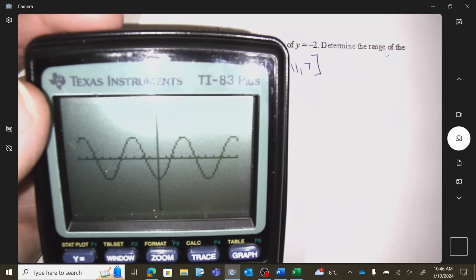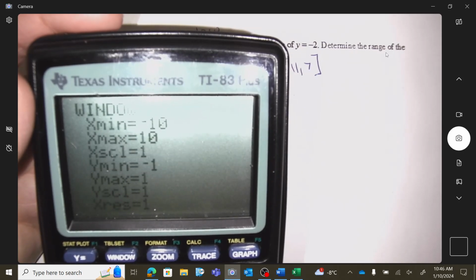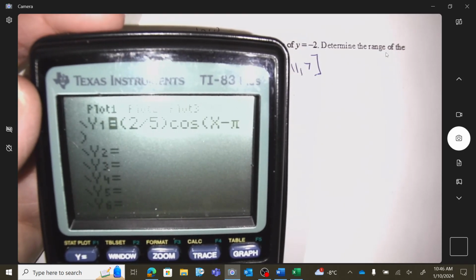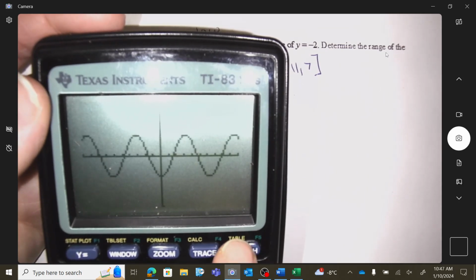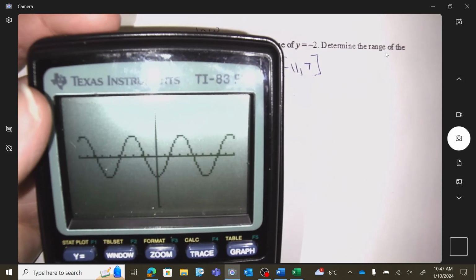Mine does not look like that. Maybe I typed it wrong. Did you do 2/5 in a bracket? No, that's the issue. Maybe that's the issue. You double checked your mode? Yeah.